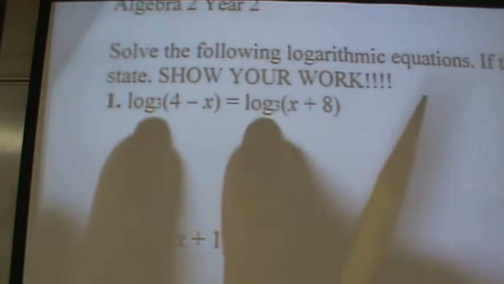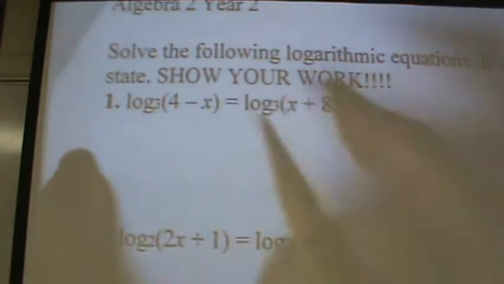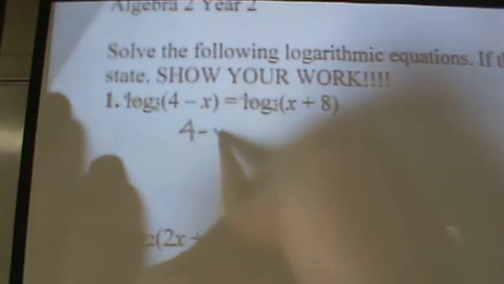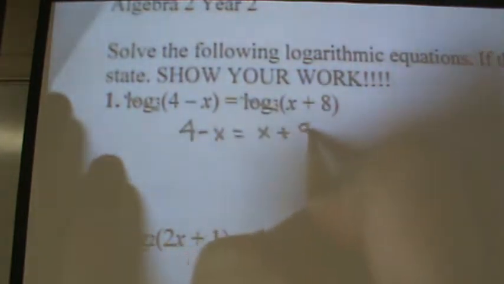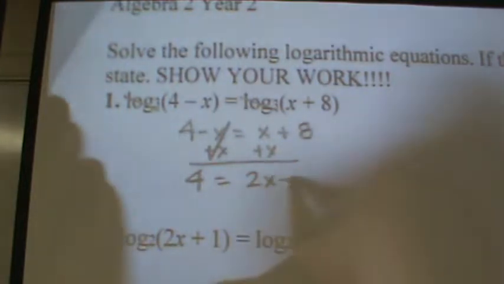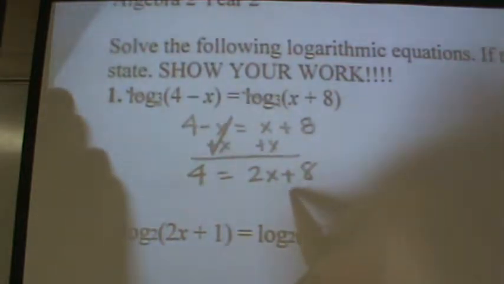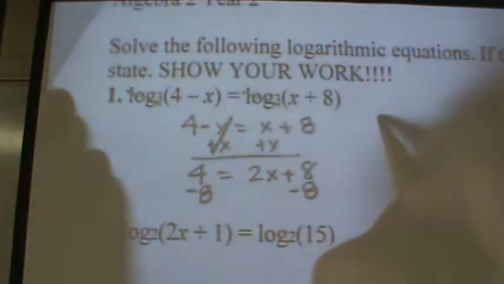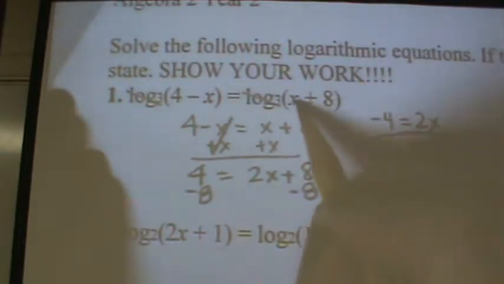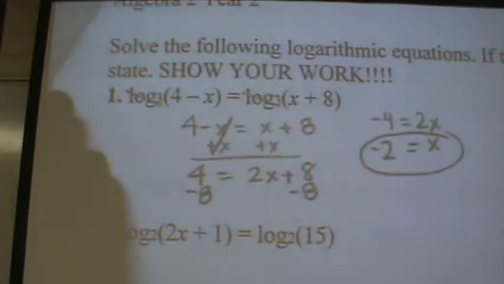Okay, log base 3. Both of these logs are the same, so what are you going to do quickly? Cancel them out. You have 4 minus x equals x plus 8. Add x. So 4 equals 2x plus 8. Then what? Subtract 8. So negative 4 equals 2x, and what's x? Negative 2. And if you plug that in here, it works.